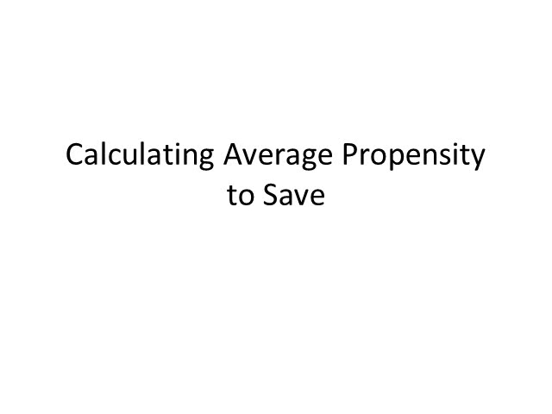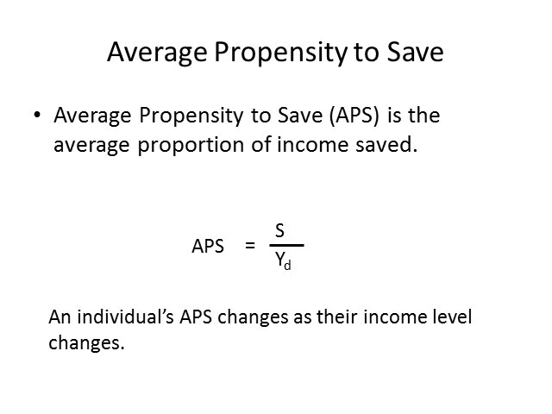In this short tutorial, we will look at calculating the average propensity to save. The average propensity to save is the average proportion of income that an individual saves. And the formula for calculating the average propensity to save, or APS, is savings divided by income. It's important to note that as an individual's income changes, so does their average propensity to save.